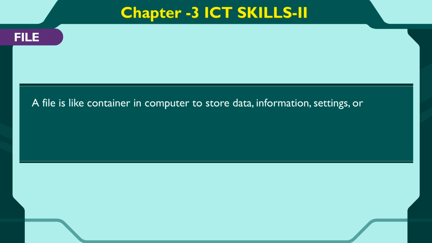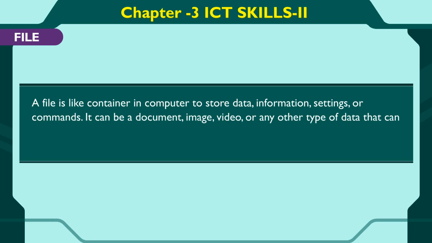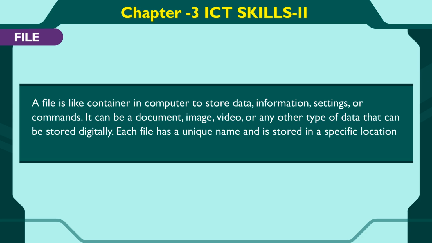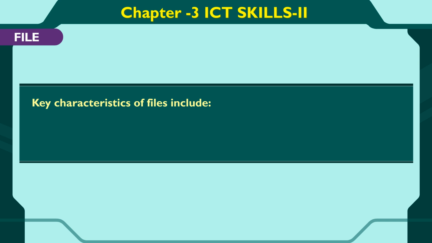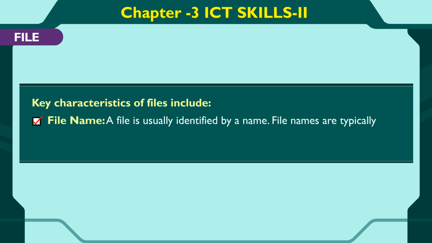File. A file is like a container in a computer to store data, information, settings or commands. It can be a document, image, video or any other type of data that can be stored digitally. Each file has a unique name and is stored in a specific location on a computer. Key characteristics of a file include file name. A file is usually identified by a name. File names are typically given by the user or the system.